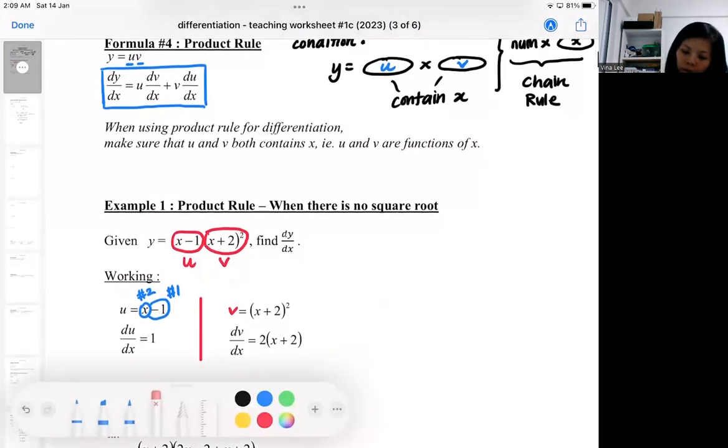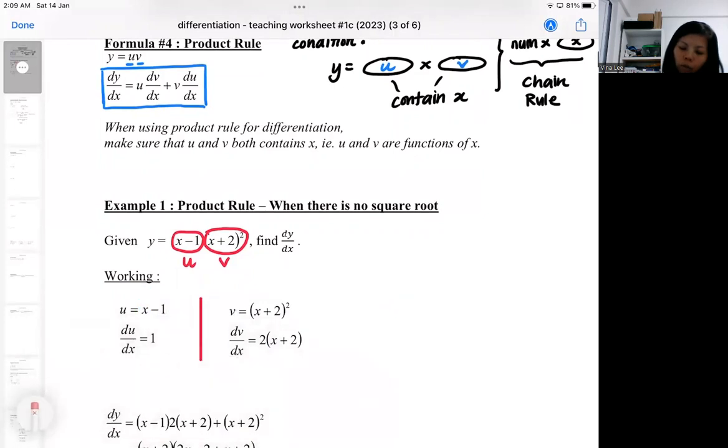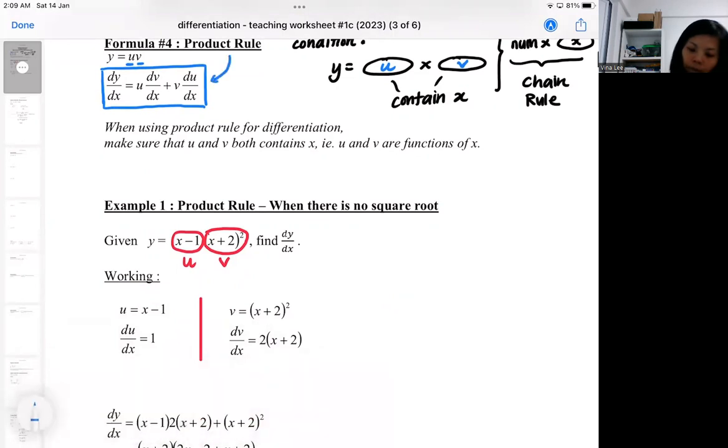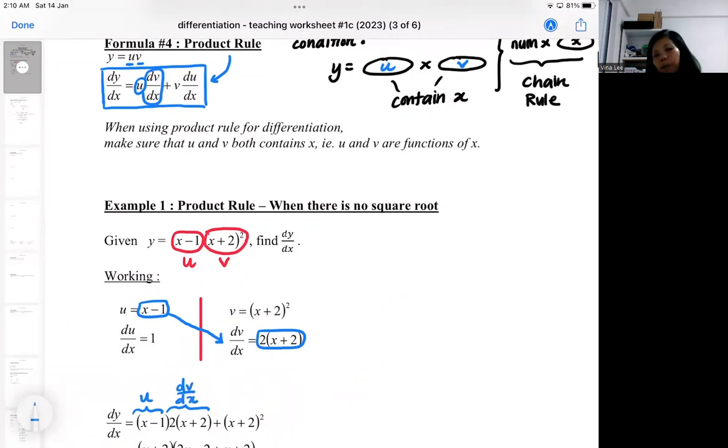Okay, so after this, let's clean up a little bit. How do we make it into the product rule? So where is the product rule? This is the product rule. If you look, the function u is multiplied to dv dx. So you take this function, multiply with this function. You take the function for u. So this is u. This is dv dx. That is the first part of the product rule.